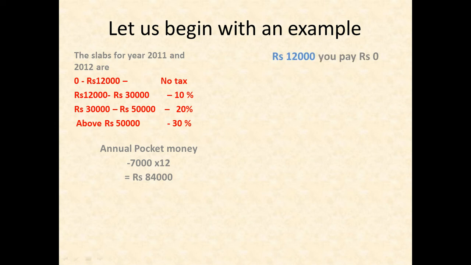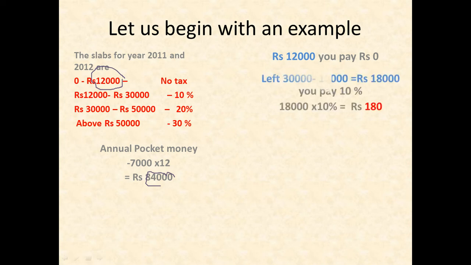Now look at the money that you earn. You earn 84,000. We will divide this money as per the income tax slabs. On the first part of 12,000, you pay 0 tax. Now on the next part, which is 30,000 minus 12,000, that means it is rupees 18,000, you pay 10%, which is 180.